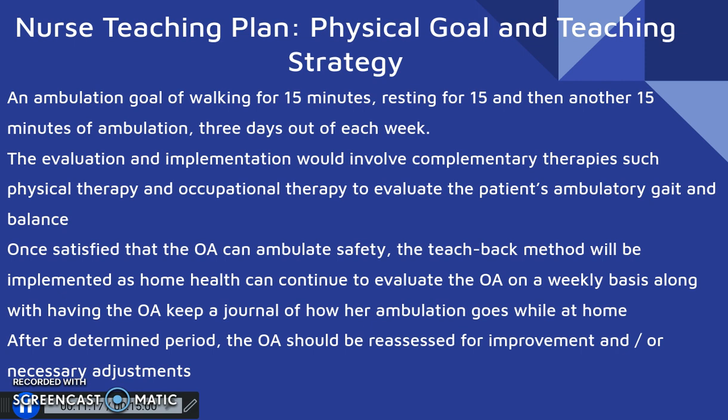Evaluation and implementation would involve complementary therapy such as physical therapy and occupational therapy to evaluate the patient's ambulatory gait and balance. Once satisfied that the OA can ambulate safely, the teach-back method will be implemented as home health can continue to evaluate the OA on a weekly basis along with having the OA keep a journal of how her ambulation goes while at home. After a determined period, the OA should be reassessed for improvement and or necessary adjustments.